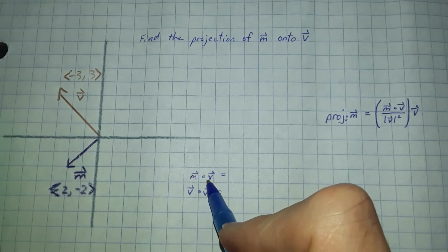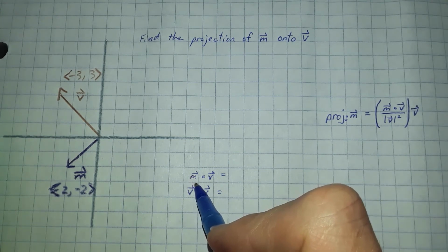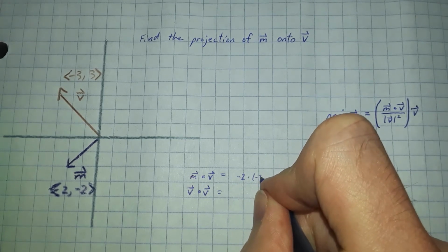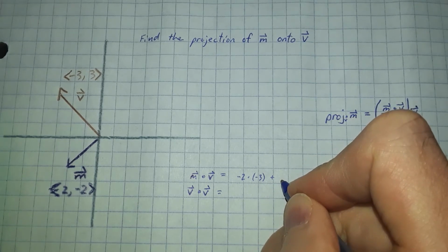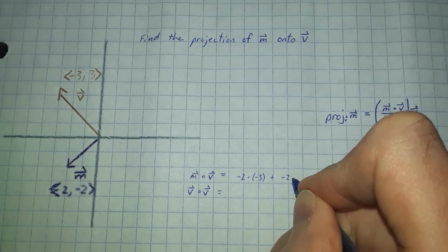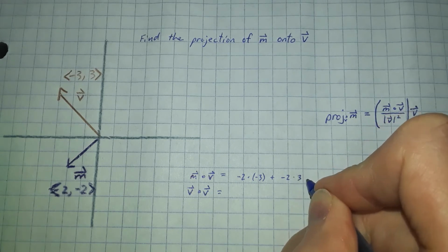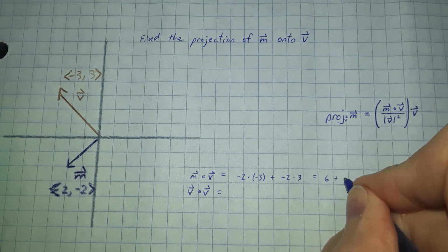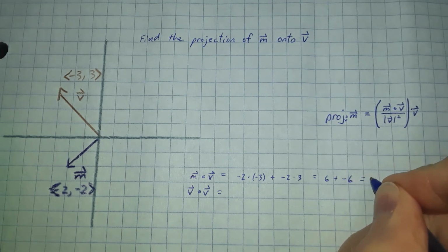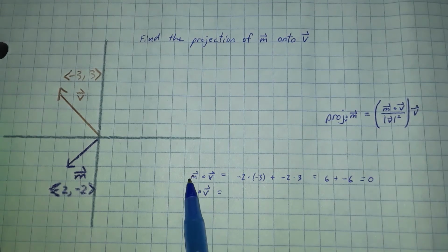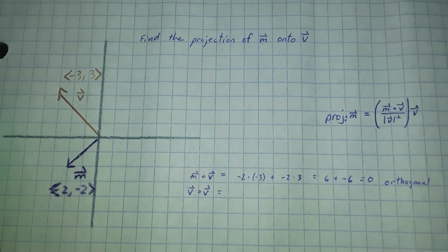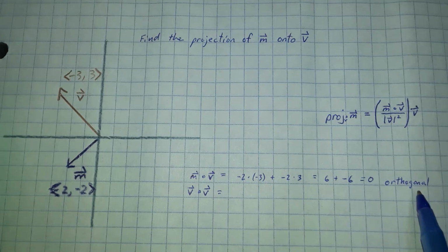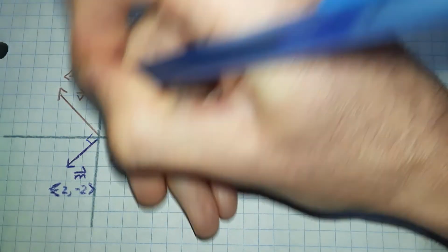So I need to do a dot product. I have the first term of m, which is -2, times the first term of v, which is -3, plus the second term of m times the second term of v. And so I end up with negative times negative is a positive, so I have 6 plus -6 here, so I have 0. So that means that this is orthogonal. Whenever we have a dot product of two vectors that gives us a 0, that means they're orthogonal, which means that we know this is 90 degrees.